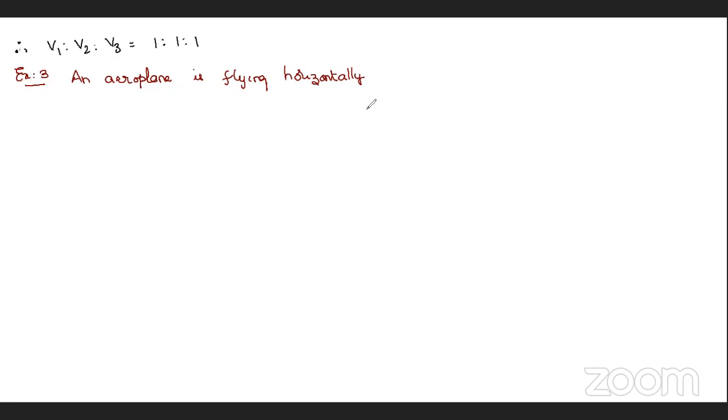An aeroplane is flying horizontally with a velocity. Try to recollect the conversion: how to convert kilometers per hour to meters per second, because he gave the velocity in kmph. Yes, into 5 by 18. Very good. With a velocity of 540 kmph.